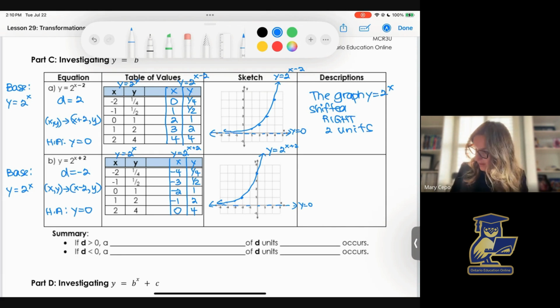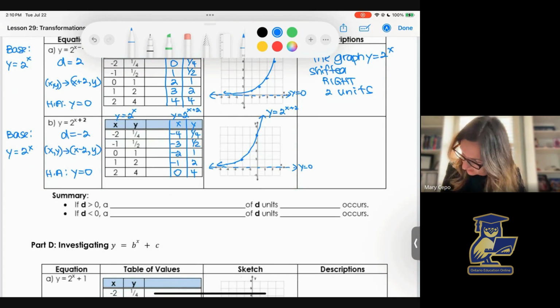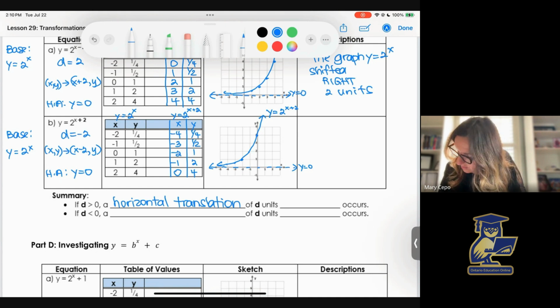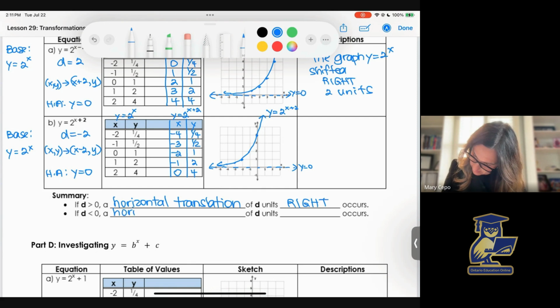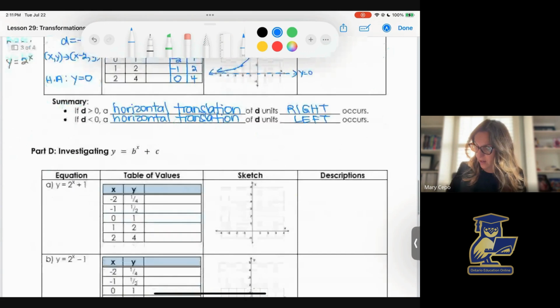Okay, so in summary, if d is greater than 0, we have a horizontal translation of d units to the right. And of course, if d is less than 0, a horizontal translation of d units to the left occurs.